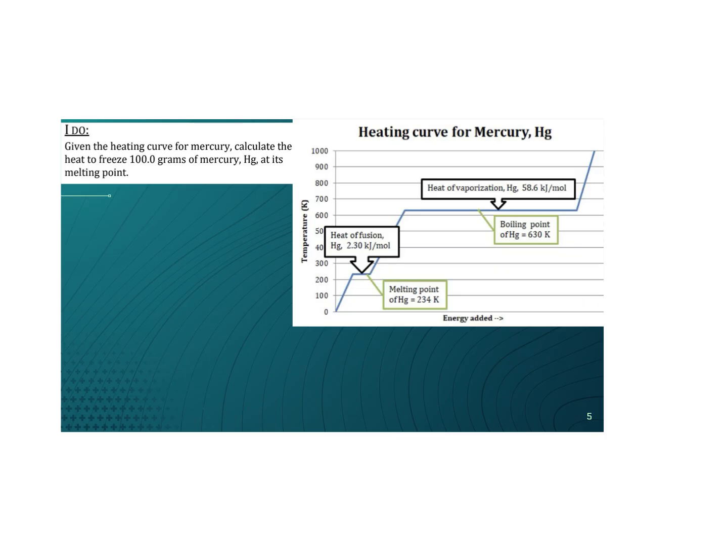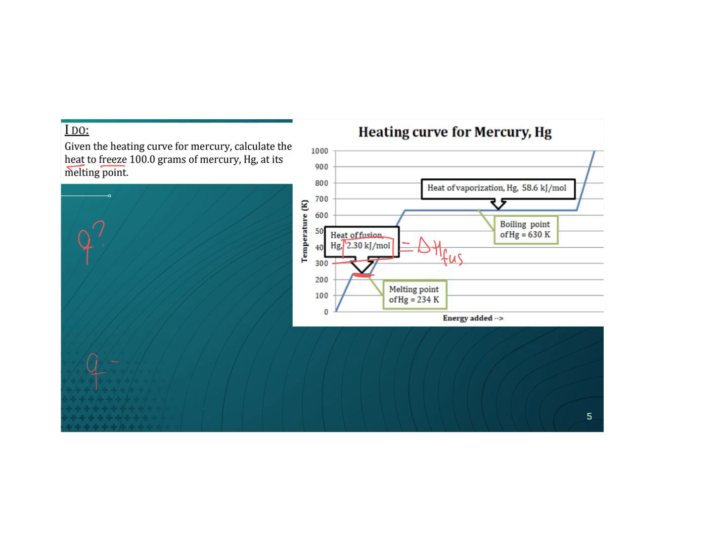So let's do a very quick practice problem together here. In this problem, we're given the heating curve for mercury, and we're asked to calculate the heat to freeze 100 grams of mercury at its melting point. If we look at this heating curve over here, this is where we have the melting point. Since we're looking at the heat to freeze, we're interested in the heat of fusion right there. We're given the heat of fusion in kilojoules per mole, which is basically equal to delta H of fusion, right? If it's kilojoules per mole, we have delta H, not Q. And if we're looking for the heat, we are basically asked, what is Q?